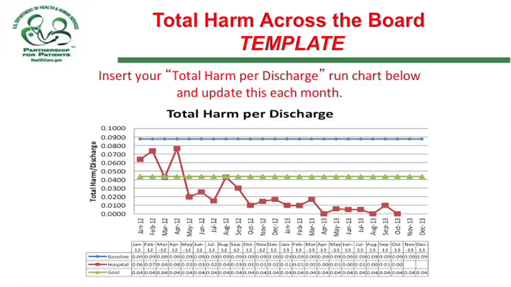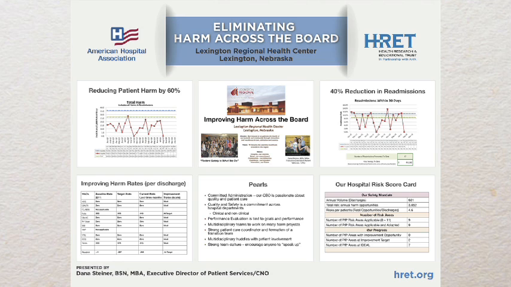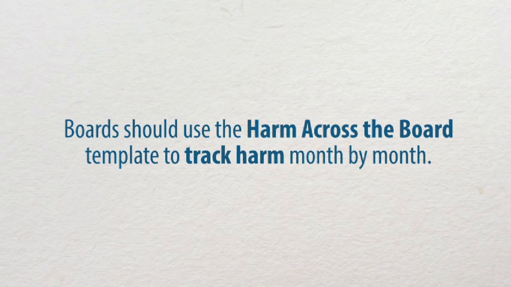Then we need to track it on an ongoing basis, and we encourage you to look at eliminating harm across the board. Use the harm across the board template as a way to track harm month by month, and then to have the conversation about what are our organizational-wide strategies that will help us do that. And there are a number of them.